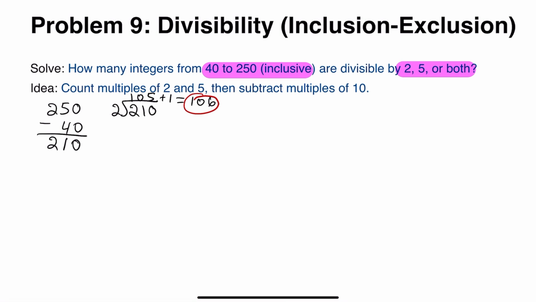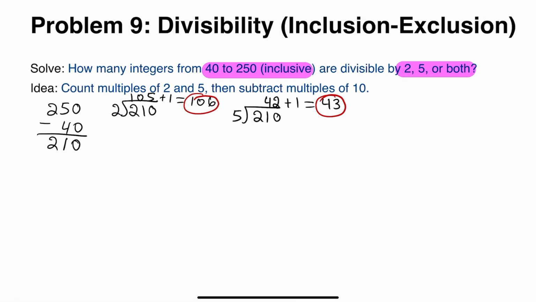We can do the same for the multiples of 5. So let's go ahead and count the multiples of 5. We've already subtracted 40 from 250, and we just take that 210 divided by 5. That's 42. Again, we have to add one back in there because we lost one when we subtracted originally. That gives us 43 integers that are divisible by 5.